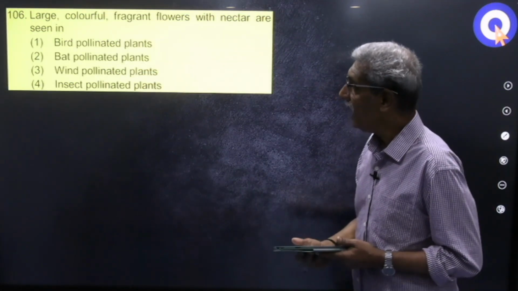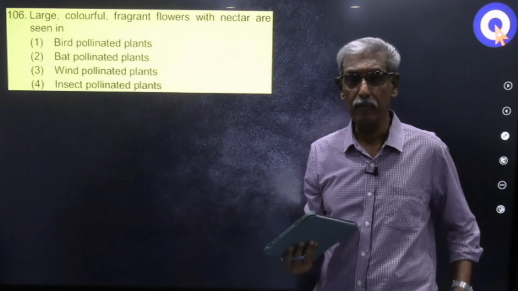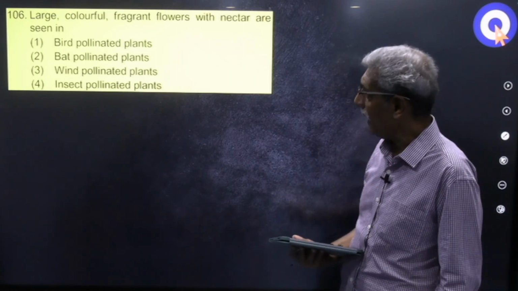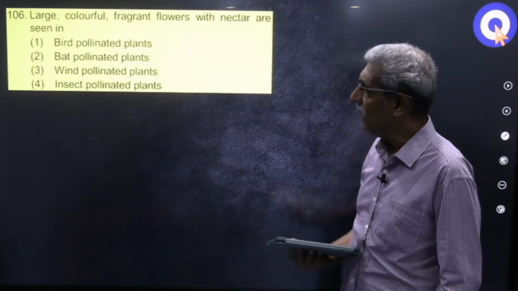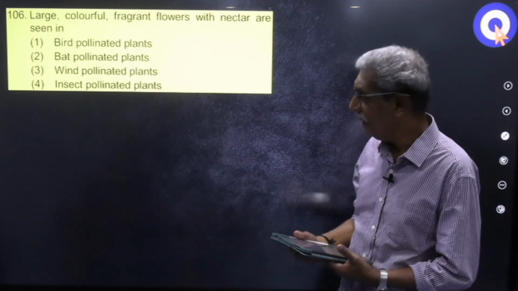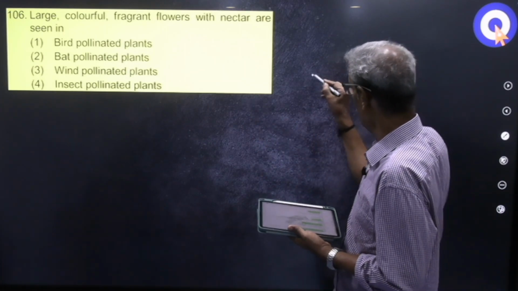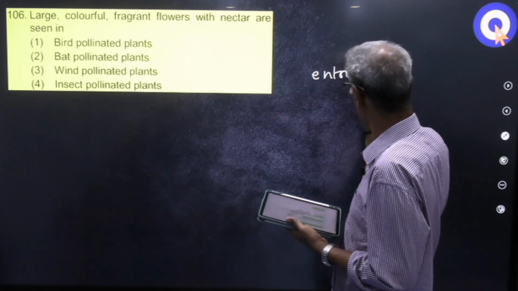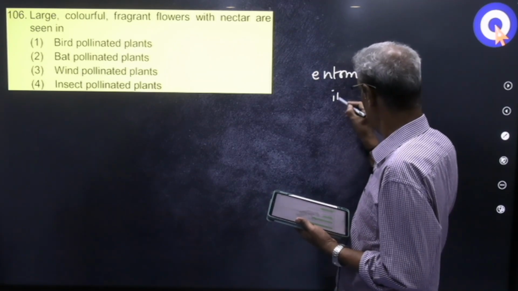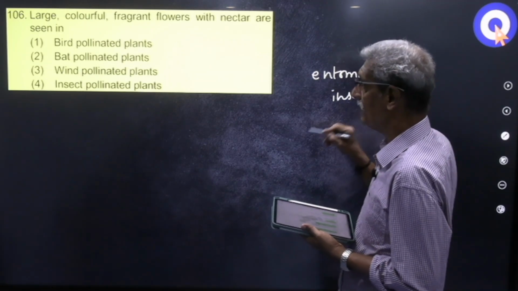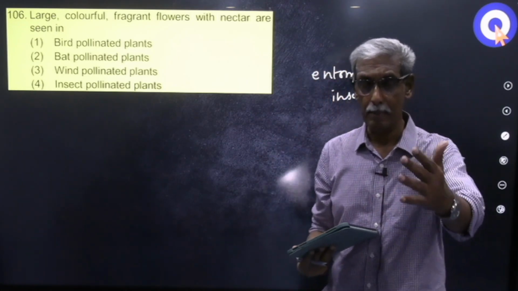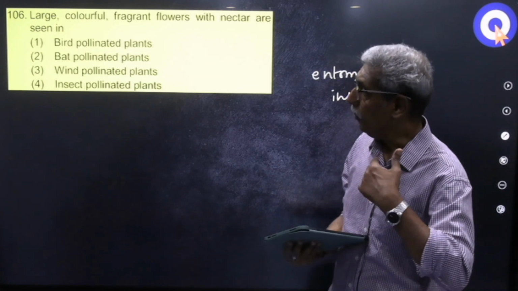Now we go to 106, which is primarily from sexual reproduction in higher plants. To understand, large colorful fragrant flowers with nectar are primarily seen in bird, bat, wind or insect pollinated plants. Whenever we have insect pollinated plants, that is whenever we have entomophily, or whenever we are dealing with insect pollinated plants, the flowers are always large for attraction. Remember, they primarily have pollination guides.